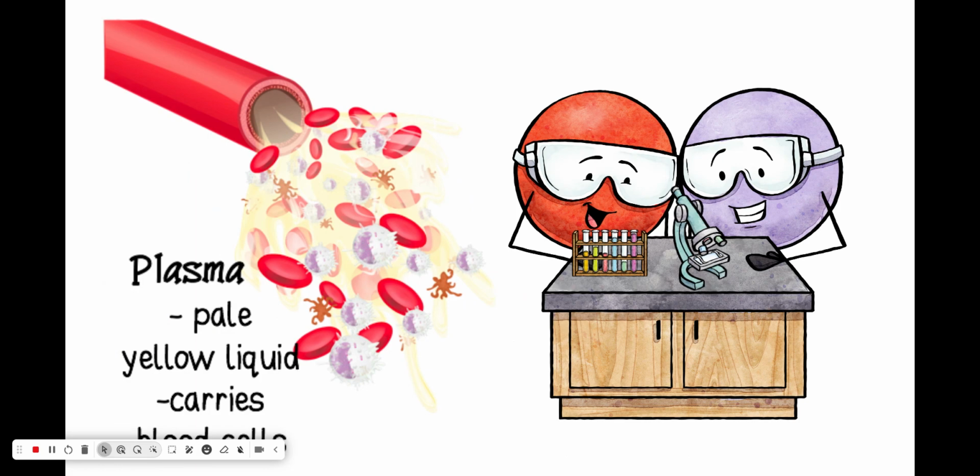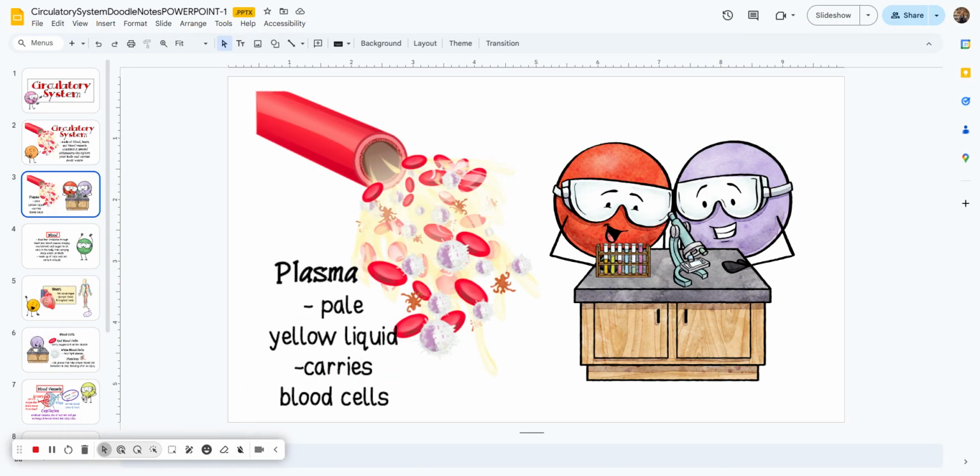So plasma is a pretty important part here. Let me go ahead and get out here like this so you can see it. Plasma is the yellow part of your blood. And you're like, wait, my blood isn't yellow, it's red. The liquid part is yellow. The reason why it looks red is because you have so many red blood cells that are red.